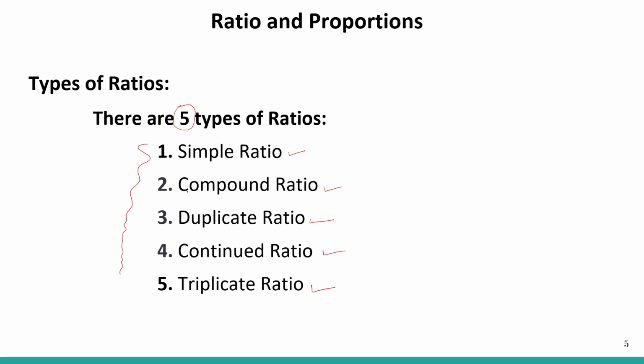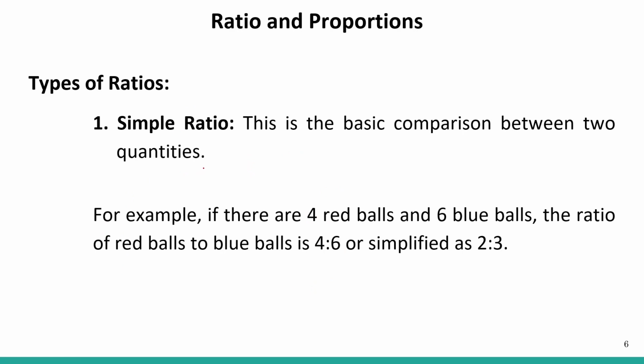Let's see in detail each of these kinds of ratios and see their significance and how to use them to manipulate different numbers and get our answers. So let's see the first kind of ratio, that is the simple ratio. This is the first one and the very basic, fundamental one. It is a basic comparison between two quantities. For example, you have two quantities x and y, and we write it as x to y, or 2:3 in this case.